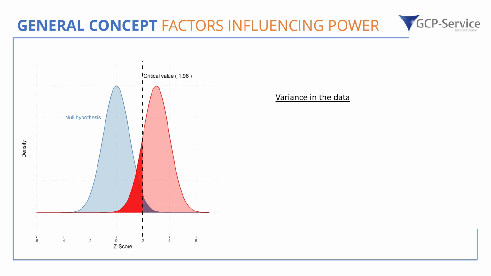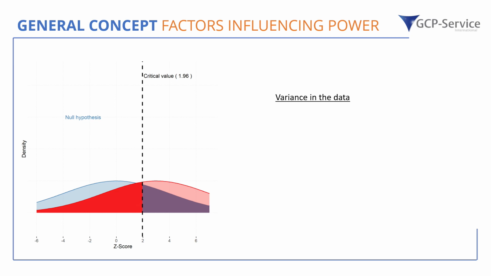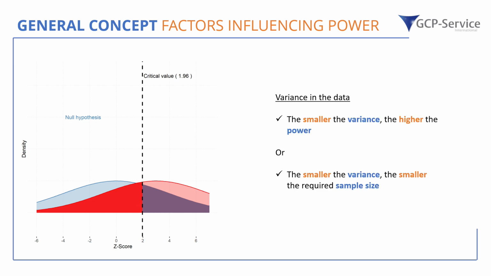The variance in the data also has an impact on the power, and we will see that when we have more variance in the data, meaning that the distributions are getting wider, then the power also decreases. So we can say the smaller the variance, the higher the power. That means that you have a higher precision in your estimation. And you can also say it regarding sample size: the smaller the variance, the smaller the required sample size.